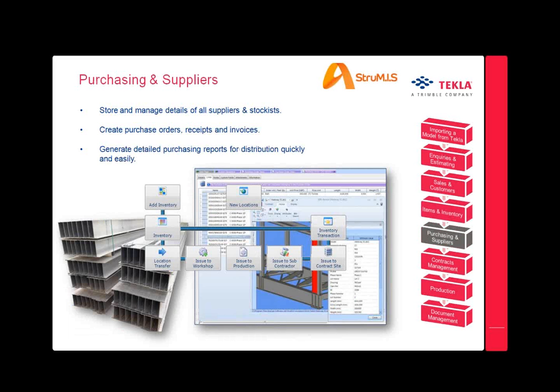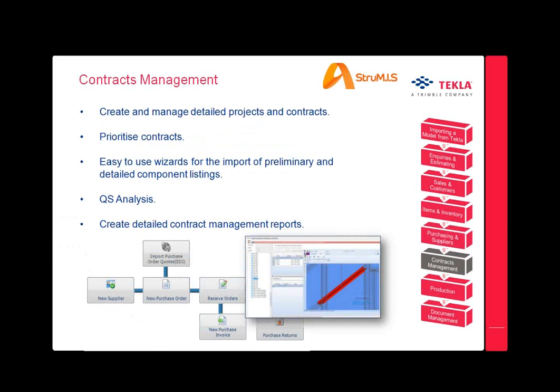Purchasing and supplying, which is the main part for us, obviously in structural steel, or one of the main parts, is where we can do invoicing and receipts and purchase orders, manage your suppliers and stockists, who's got the best options for purchasing, that kind of thing, and create purchasing reports for distribution. Contracts management, obviously manage your projects and contracts, nice wizards to keep in control of these, make it much easier for you. QS analysis and contract management reports.